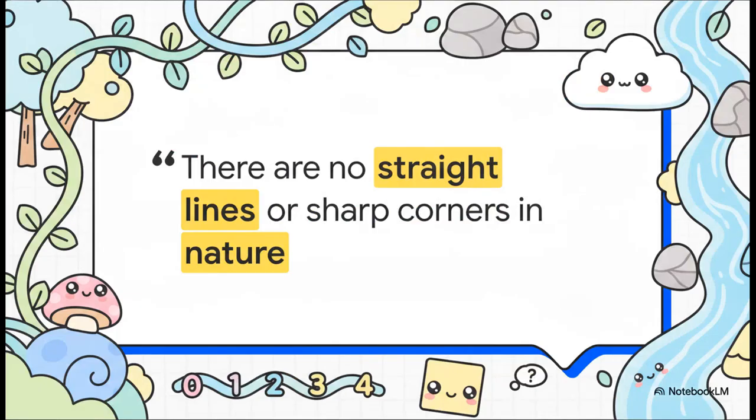As the famous Spanish architect Antoni Gaudí once said, there are no straight lines or sharp corners in nature. Nature didn't hand us the number line, right? It didn't give us a perfect square. But we went ahead and invented them anyway, simply because our minds craved that exact structure to solve complex problems.